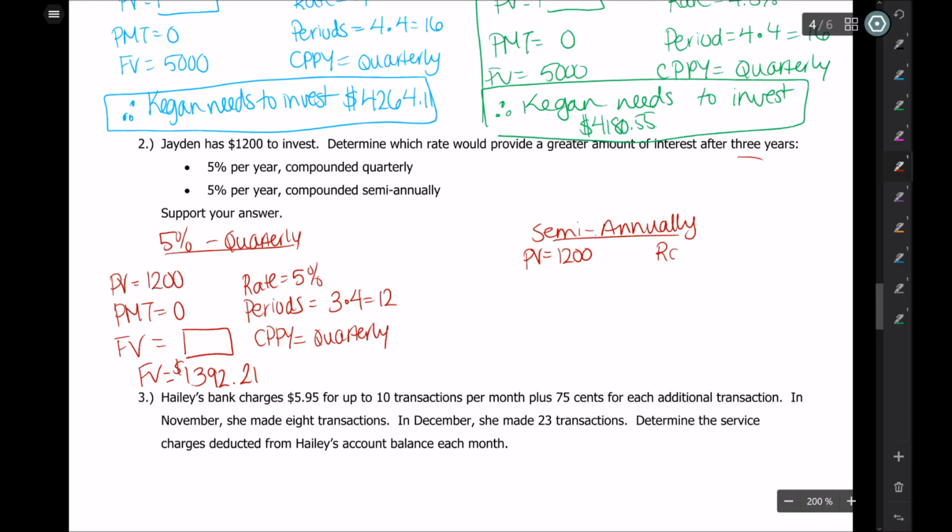All right, so now for this one, our PV is still 1,200. Our rate is still 5%. Our PMT is still 0. Our periods will change because it is 3 years, and it's 2 times per year, so this time it'll be 6. Our future value is what we want to figure out, and our CPPY is semi-annually.